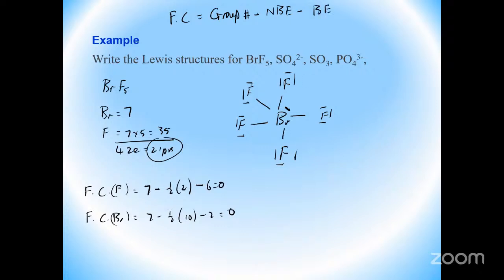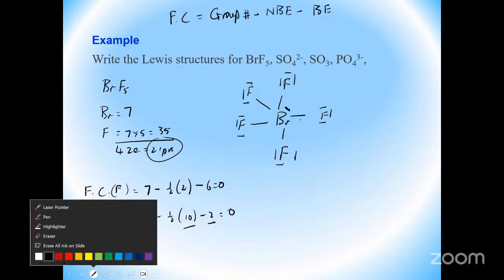So in the case of the bromine, the number of non-bonding electrons is 2, and the number of bonding electrons is 2, 4, 6, 8, 10. So that's where we get the 10 and the 2 here. All right? So is it always 1/2 of the bonding electrons? Yeah. Okay, any other questions about it? All right, so let me clear this and move on to the next.